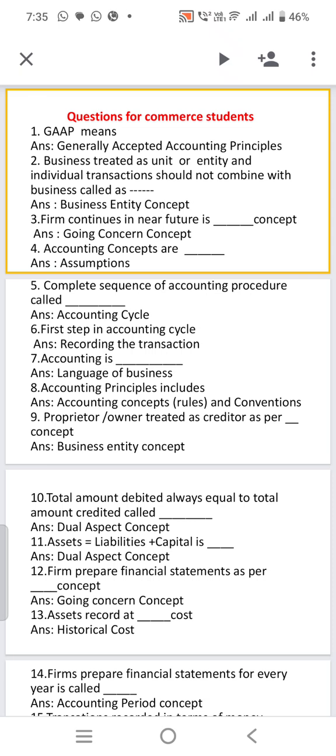The next one is regarding the going concern concept. Firm continues in the near future is called the going concern concept. Going concern concept is another concept in accounting. It explains our organization will be continued in the near future.